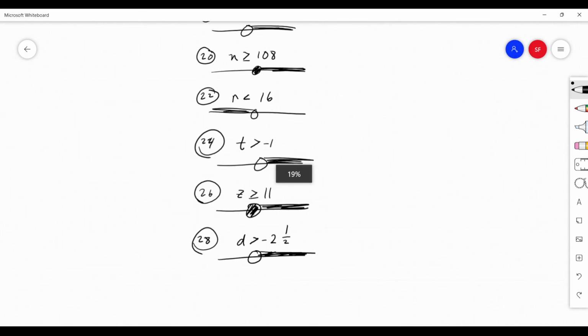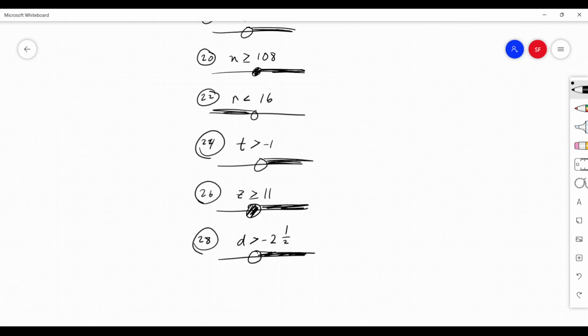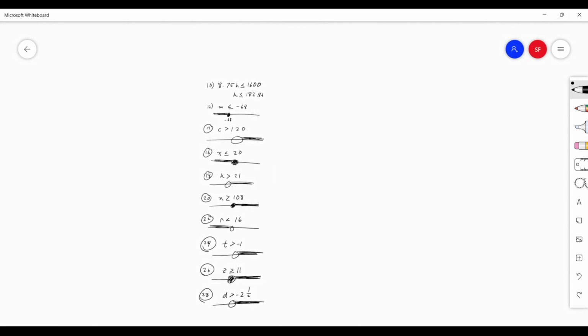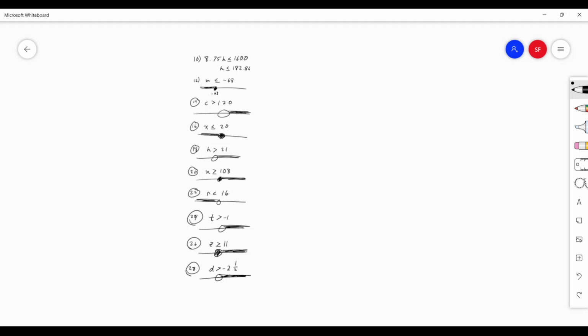On 28, can it be 0.5 as well as a half? Yes, it can be. Any other questions on this homework set? Negative or just positive? Negative. What other questions do y'all have? Does it have to be with the variable on the left side? Yes. For inequalities, yes.